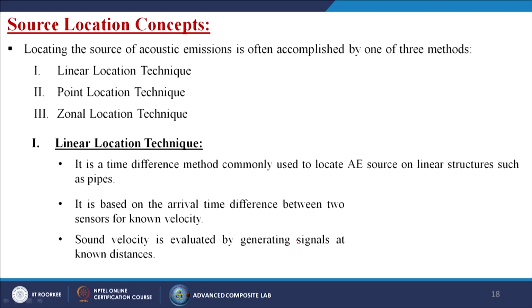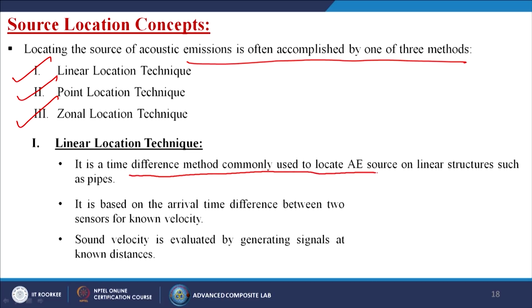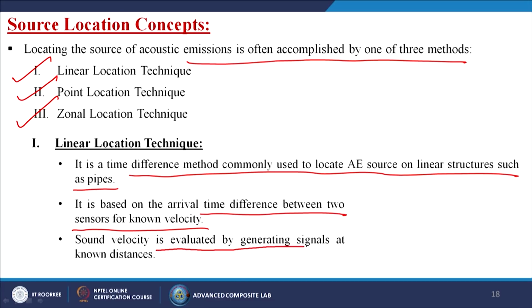Source location concepts: locating the source of acoustic emissions is often accomplished by one of three methods. One is called the linear location technique, the second is the point location technique, and the third is the zonal location technique. So, what is the linear location technique? It is a time difference method commonly used to locate the AE source on linear structures such as pipes. Simple. It is based on the arrival time difference between two sensors for a known velocity. Sound velocity is evaluated by generating signals at known distances.